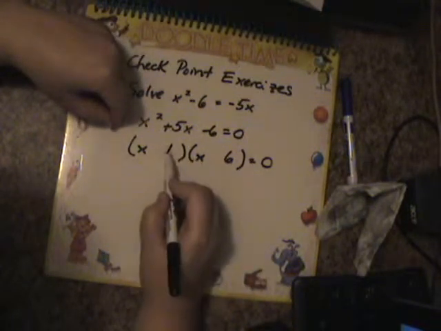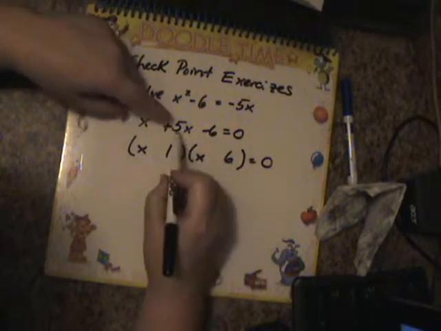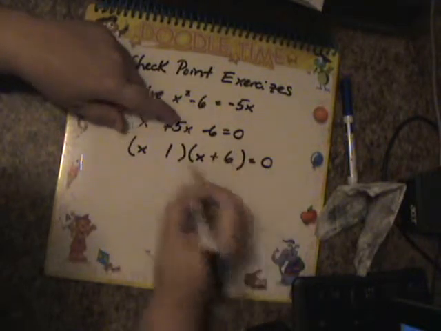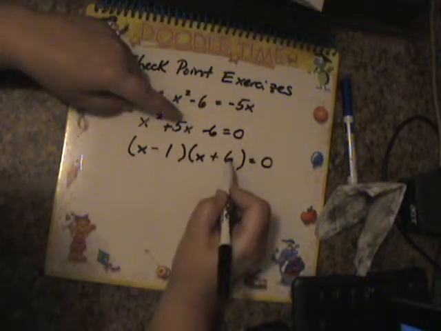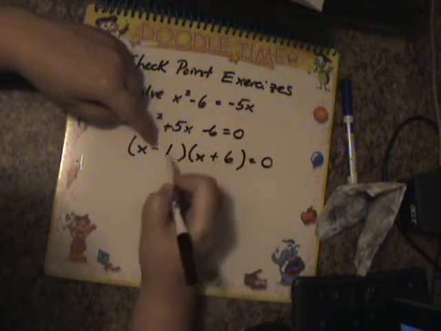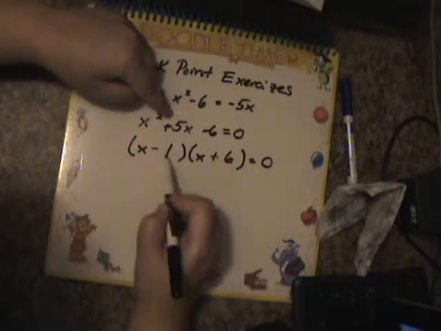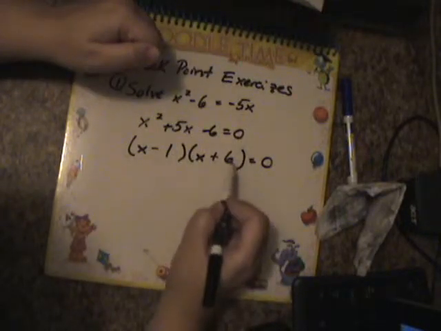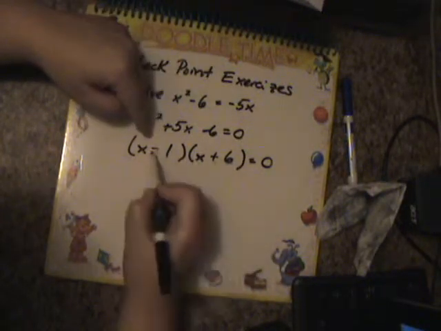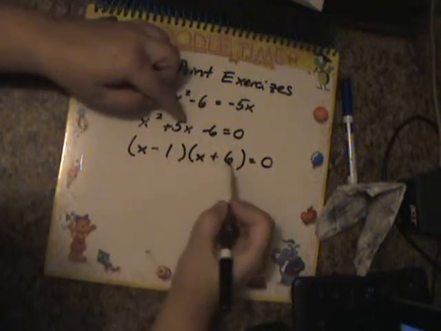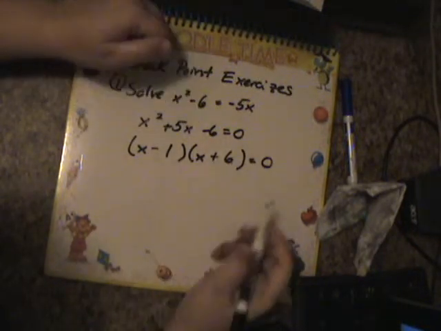A 6 times a 1, well, it has to be negative, and then this has to be positive. So let's try a plus and a minus. 6 times negative 1 would give me negative 6. That partially works. And then 6 minus 1, aha, we've got it. These are our two factors because 6 minus 1 equals 5, and 6 times negative 1 equals negative 6.